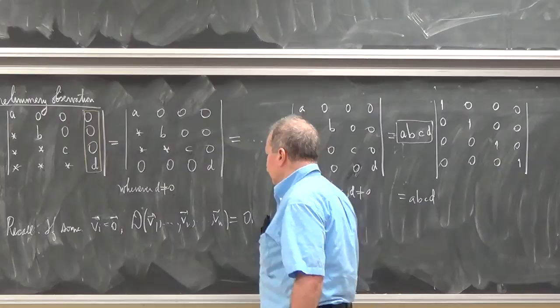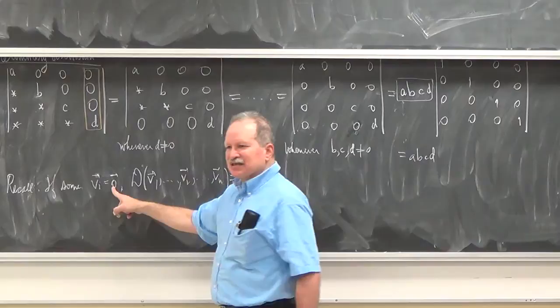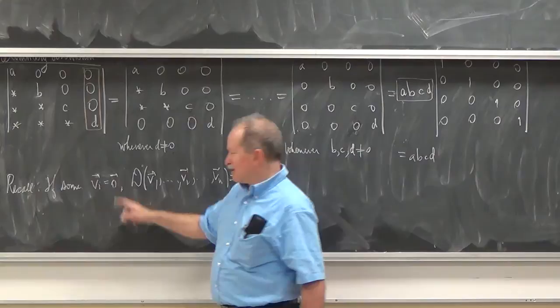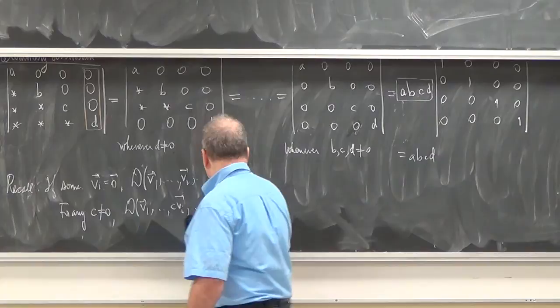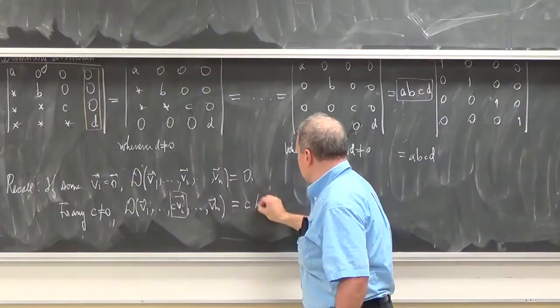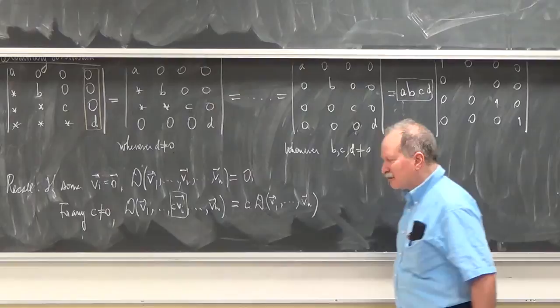Yeah. Well, okay. I actually like Gabe's suggestion better. Zero is the unique vector that is not changed by multiplying by any scalar. So for any c not equal to zero, d of c v_i, right? This is supposed to be c times the original one. Why is c not equal to zero? Because I said it was. For any c not zero, this is true.